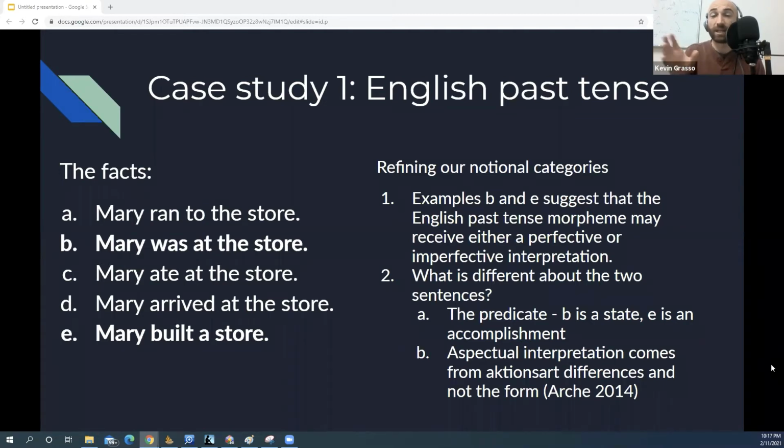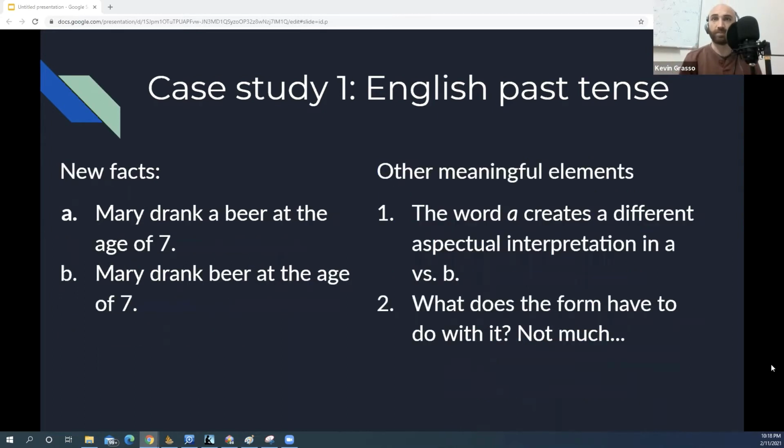This is what they say. This is what they call imperfective, right? They say imperfective is just give me the actionsart properties of the predicate, and I'll feed it, I'll interpret you in that way, right? So that's the idea. So what he or she said was, let's just redefine our notional category, right? That was the solution to imperfective. Let's give a new definition for imperfective.